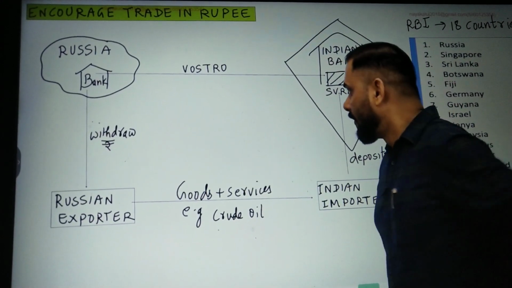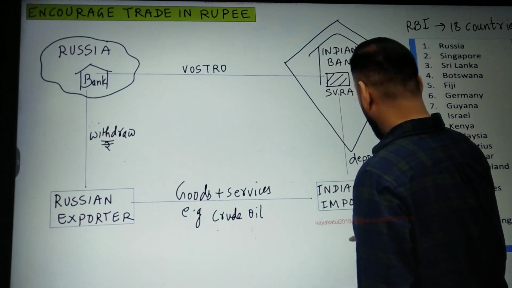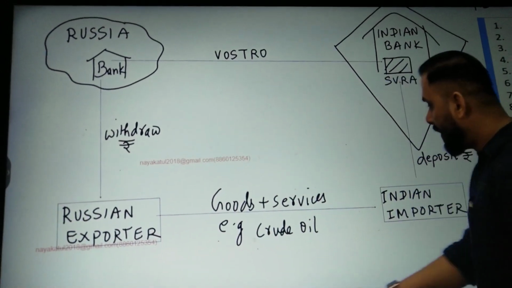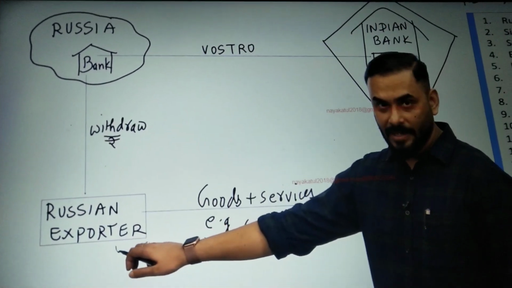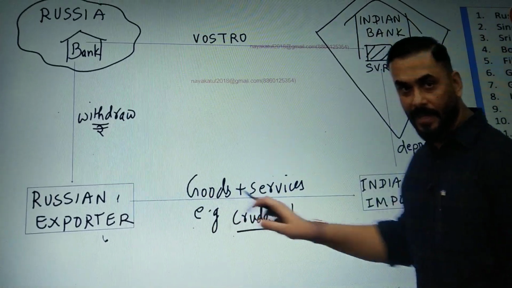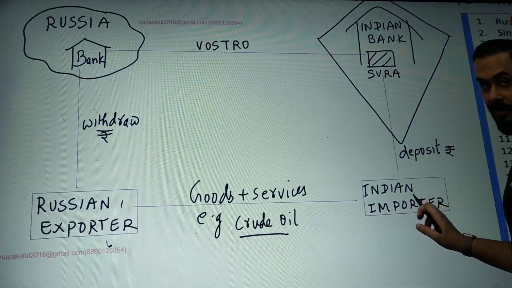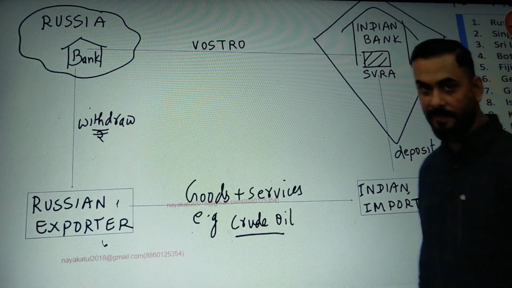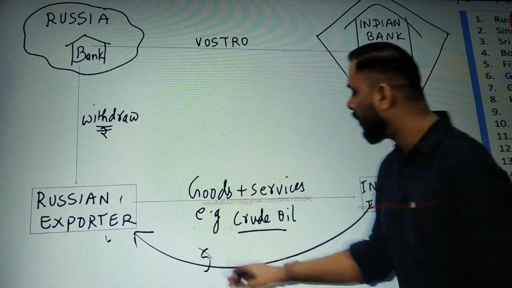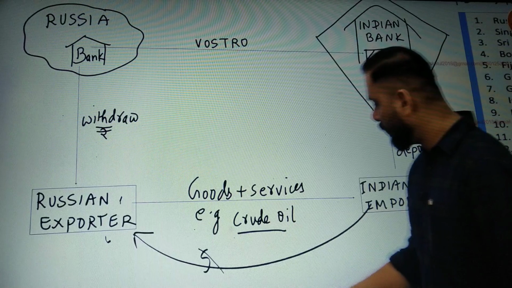See what we did. Suppose there is this Russian company which is exporting crude oil to us. So that's Russia. There is this Indian company which is importing the oil from Russia. We cannot make direct payment in dollars. This is not allowed. So we are going to remove this.